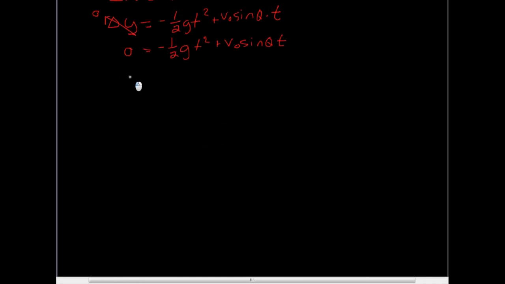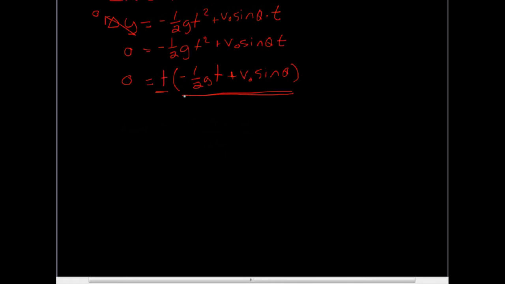So again, this is a little bit of algebra, solving for quadratic. We can factor out a t. So we get 0 equals t times negative 1/2 gt plus v naught sine theta. So again, in solving a quadratic, we want to figure out when either this term is 0 or when this term is 0. Well, we know when this term is going to be 0. This term will be 0 when t is 0, and that made sense because as we already talked about, the vertical displacement will be 0 when time equals 0 because it's starting on the ground.